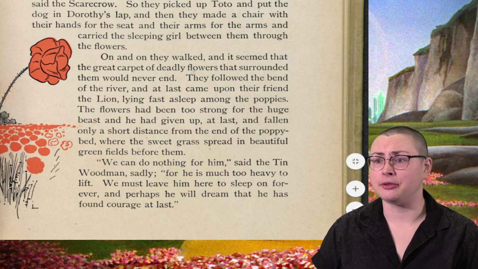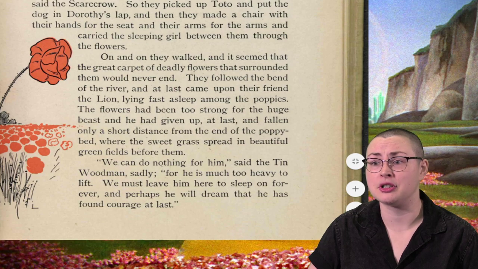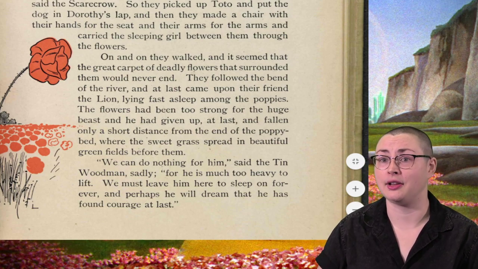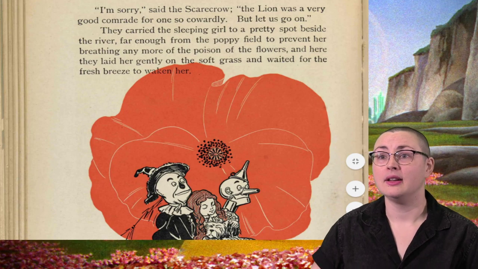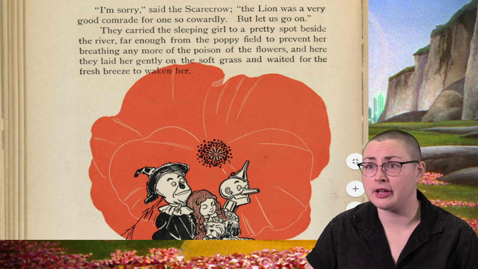"We can do nothing for him," said the Tin Man sadly, "for he is much too heavy to lift. We must leave him here to sleep on forever, and perhaps he will dream that he has found courage at last." "I'm sorry," said the Scarecrow. "The lion was a very good comrade for one so cowardly, but let us go on."